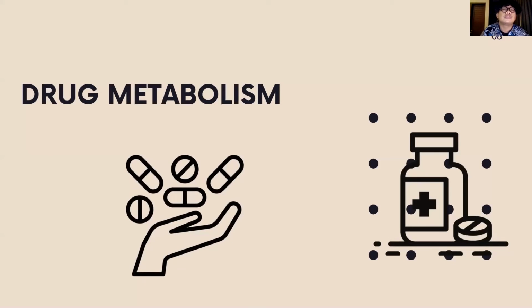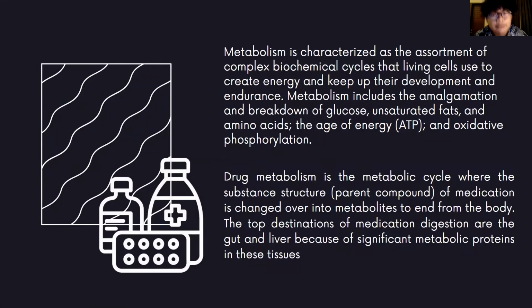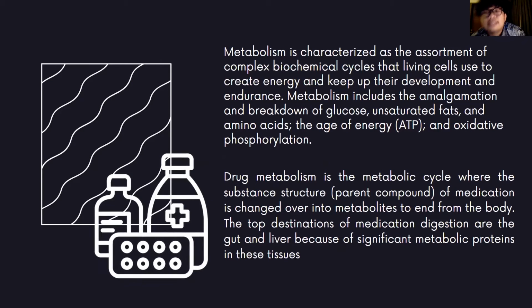Next, moving on to drug metabolism. Metabolism is characterized as the assortment of complex biochemical cycles that living cells use to create energy and keep up their development and endurance. Metabolism includes the amalgamation and breakdown of glucose, unsaturated fats, and amino acids, the age of energy, which is ATP, and oxidative phosphorylation.